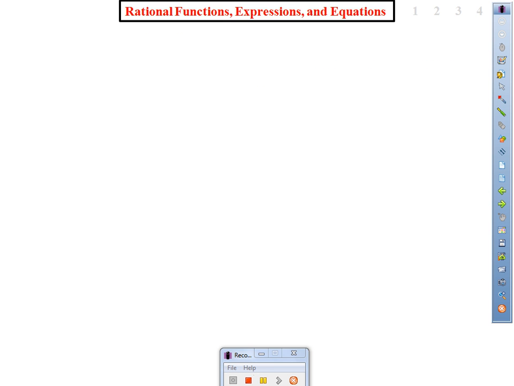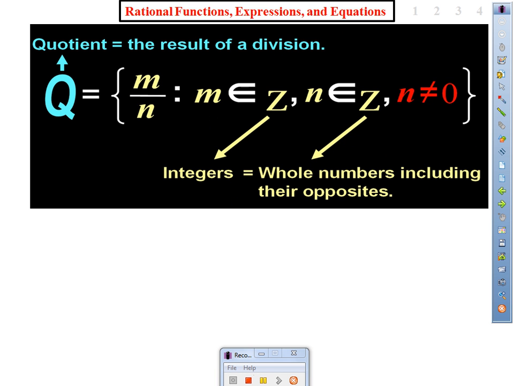Just to clarify, put your utensils down, look up to the screen. At the beginning of the school year, I gave you guys a definition for rational numbers. Focus, please. Rational numbers are the set of all fractions, where the numerator, m, is an integer, the denominator, n, is an integer, but n cannot equal 0. So what cannot equal 0? The denominator, which is n. So today, when we're simplifying expressions and working on rationals, the denominator cannot be equal to 0.